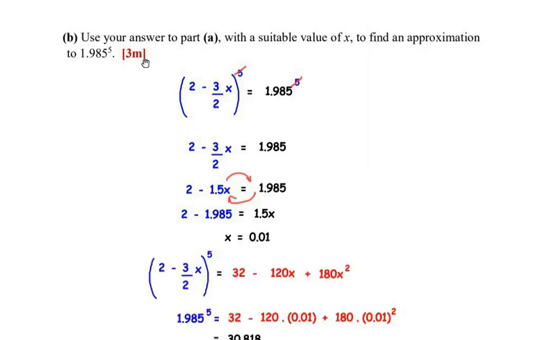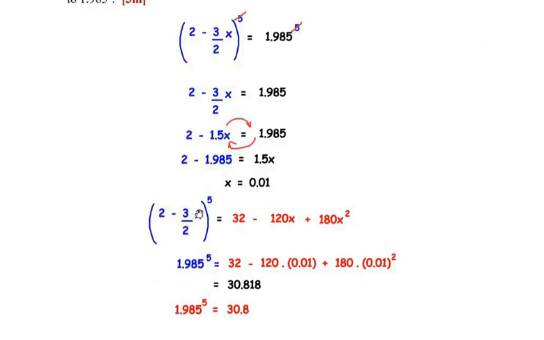Now since we have been asked to use the answer which we had got in part A to find an approximation of this number, we have taken the expanded terms over here. That was 32 minus 120x plus 180x square. Now we have to just plug in the value of x we have got here in this expression. Now 2 minus 3 over 2 times 0.01 is going to give you 1.985 to the power of 5, which is equal to 32 minus 120 times x value, which is 0.01, plus 180 times 0.01 the whole square.